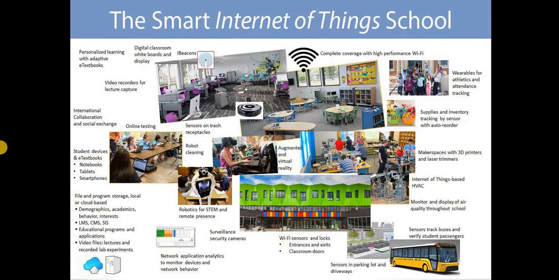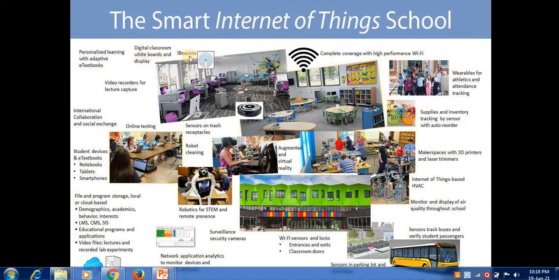Let's see this example. Smart Internet of Things School. Let's see all the things in the Smart School. Number one is personalized learning with adaptive e-textbooks. Next is digital classroom, whiteboards and display. Next is iBeacons. This is a protocol by Apple. Complete coverage with high performance Wi-Fi. Next here is wearables for athletics and attendance tracking. Next here is supplies and inventory tracking by sensor with auto reorder.